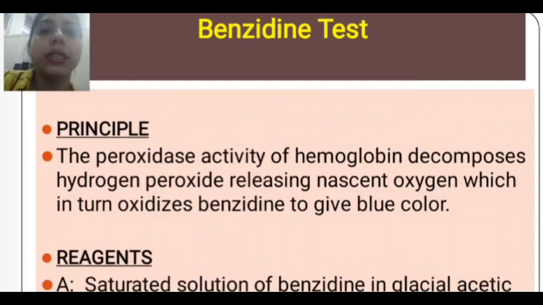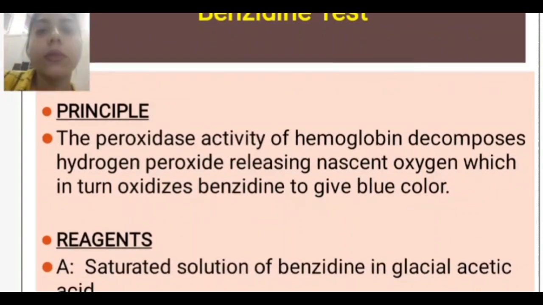Okay, so basically what is happening over here, the hemoglobin has a peroxidase activity. According to this activity, hydrogen peroxide is decomposed, which releases nascent oxygen, and that nascent oxygen oxidizes the benzidine, and this oxidized benzidine has its blue color.